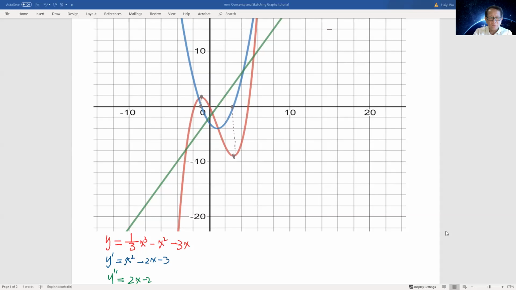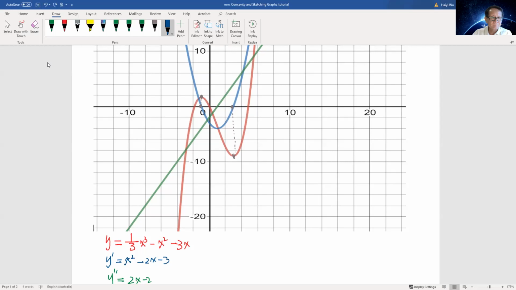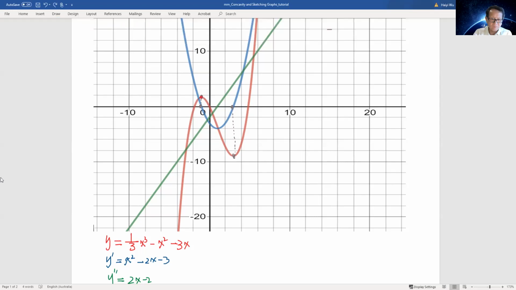First, I'm going to mark some dots. You can see this is a turning point. On the first graph, I'm going to use a red color. This is my maximum turning point. This is the original function, the cubic function. This is the minimum turning point.